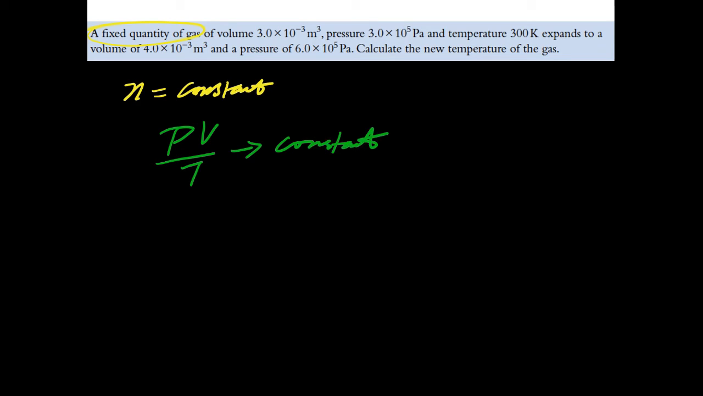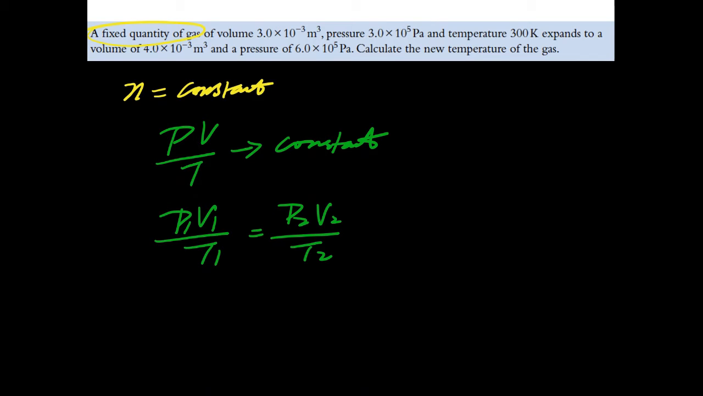A fixed quantity of gas of volume 3 times 10 to minus 3 cubic meter, pressure 3 times 10 to 5 Pascal, and temperature 300 Kelvin expands to a volume of 4 times 10 to minus 3 cubic meter and a pressure of 6 times 10 to 5 Pascal. Calculate the new temperature of the gas. As it is a fixed quantity of gas, or the mole number is constant, we have PV over T, which is constant. That is P1 V1 over T1 equals P2 V2 over T2.